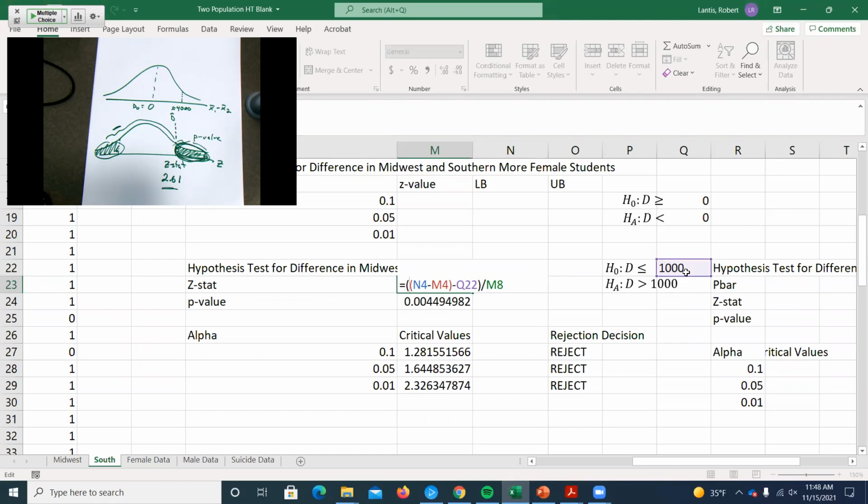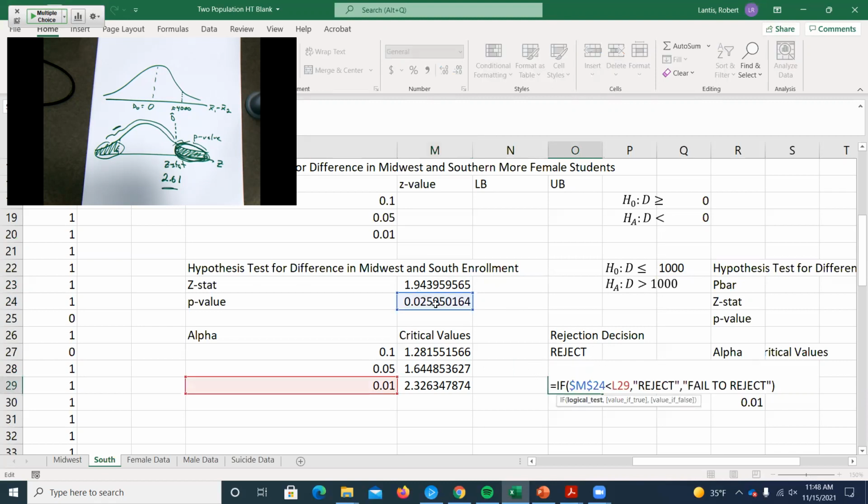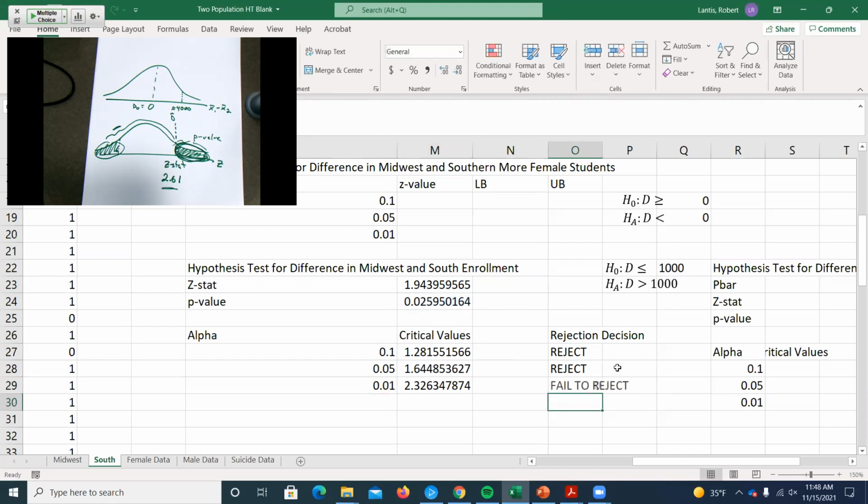So now instead of subtracting zero, I should be using that new assumed true difference, which is 1,000. So can I say that Midwestern schools on average have more than 1,000 students than Southern schools? I hit enter, my test statistic is a little bit smaller, my p-value is a little bit higher. And I can say that Midwest schools have on average more than 1,000 students than Southern schools with 90 and 95% certainty, but not quite with 99, right? So notice because I had all my cell references, I was always comparing that new p-value to the alpha, so my rejection decisions changed automatically as well.